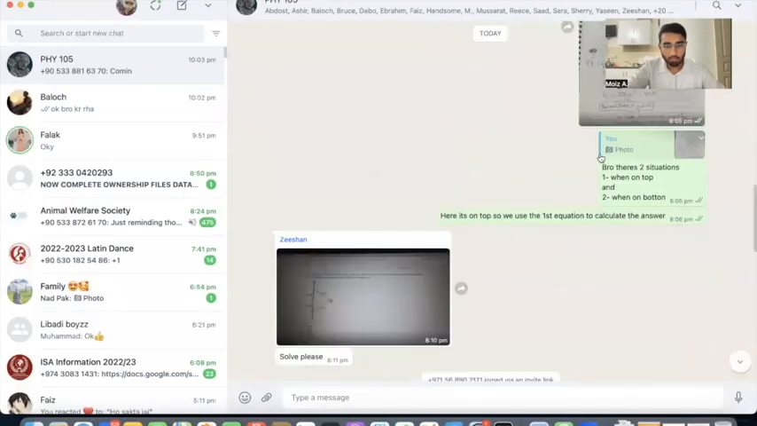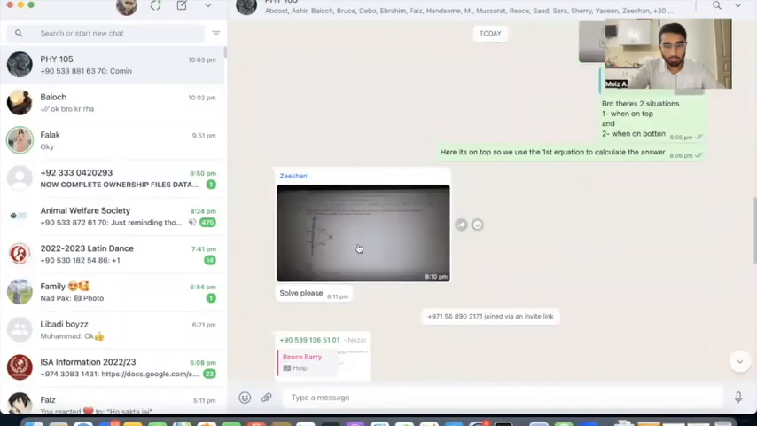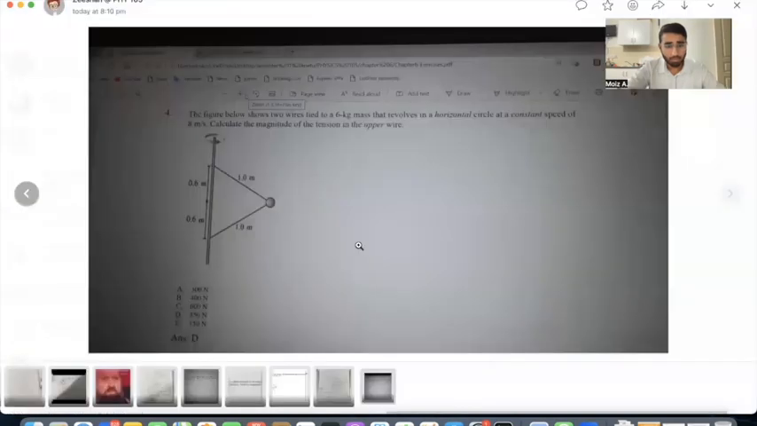All right, so first of all, there was this question from Zishan. It's a bit tricky. We're going to study this tomorrow or the day after, but it's centripetal motion. But as the person has shared it, let's do it. The figure below shows 2 wires tied to a 6 kg mass that revolves in a horizontal circle at a constant speed of 8 meters per second. Calculate the magnitude of the tension in the upper wire. I guess this question is in the worksheet as well.